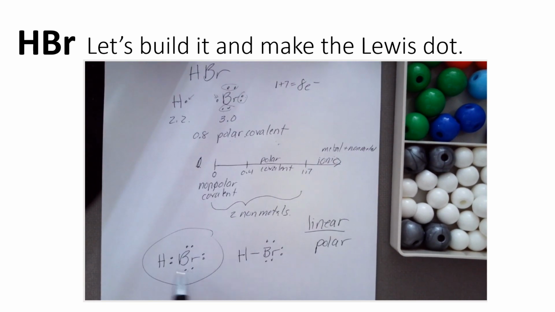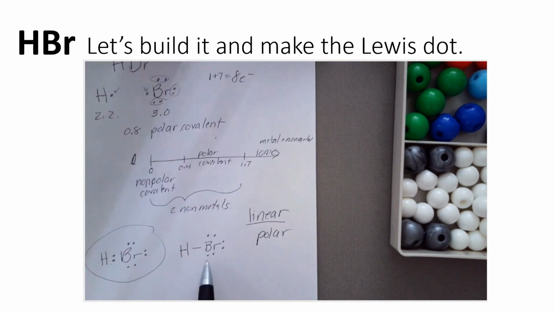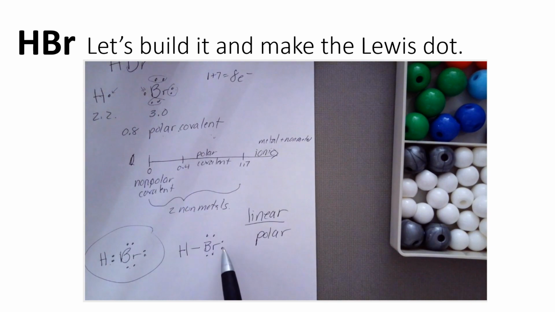So 2, 4, 6, 8. Perfect. Look around bromine. 2, 4, 6, 8. Look around hydrogen. 2. That is all hydrogen is supposed to have. That's perfect. If we were counting from this one, 2, 4, 6, the line counts as 2, 8. Okay?